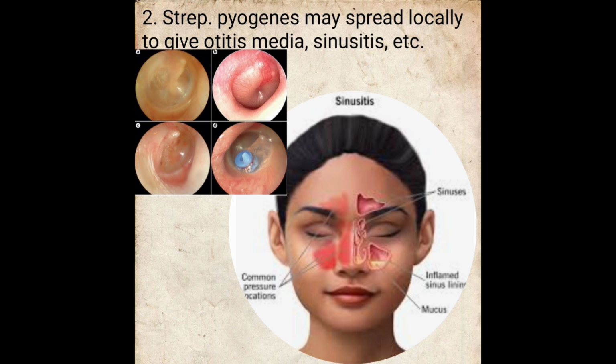The second most dangerous complication of untreated strep is that Streptococcus pyogenes may spread locally to give otitis media, where it affects the eardrum, and sinusitis, where you have a serious running nose and mucus coming out regularly.